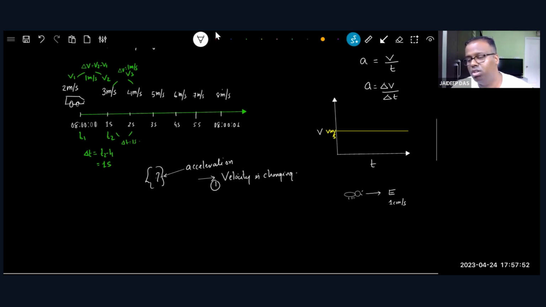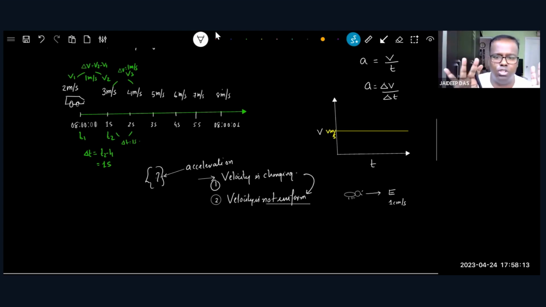Okay? That's the first thing you write. Hear about acceleration, velocity is changing. Number two, what will we write? That velocity is not uniform. It cannot be uniform. If it is changing, it cannot be uniform. It is not uniform. How many of you have understood this? Clear? If you hear about acceleration, it means velocity has changed, right?